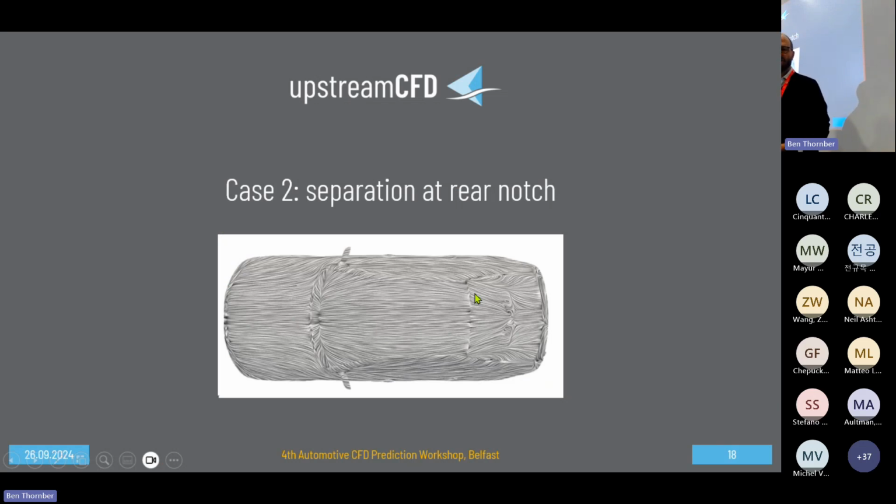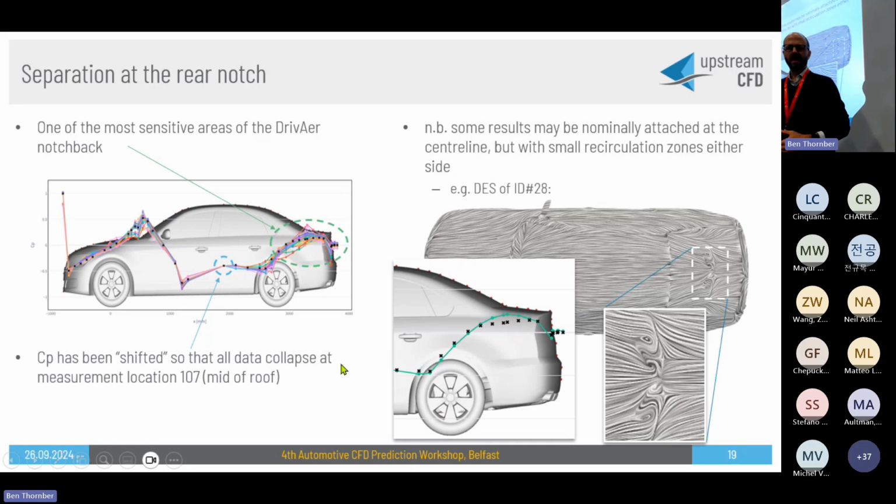Okay, coming to case 2. One of the most interesting things to look at, and one of the most sensitive things, is the separation at the rear notch. This is a view from above. This is the rear window, and then this is the boot lid, and there's this notch here where there's a weak separation. Yeah, it's one of the most sensitive areas.